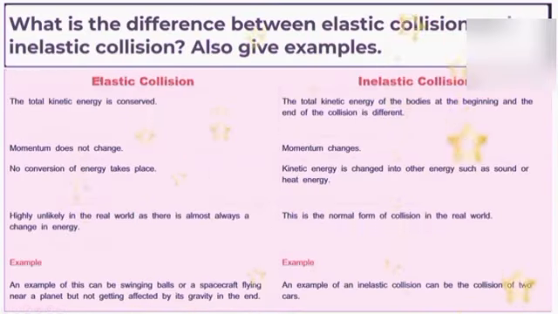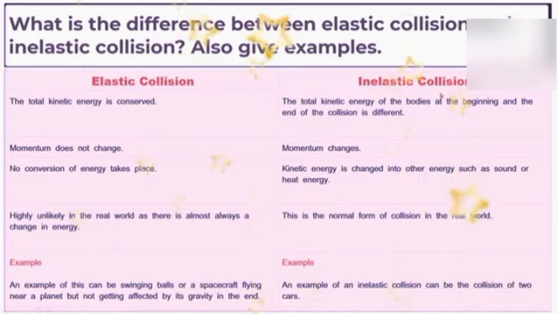What is the difference between elastic collision and inelastic collision? Also give examples. Elastic collision: the total kinetic energy is conserved. Momentum does not change. No conversion of energy takes place. Highly unlikely in the real world, as there is almost always a change in energy. An example of elastic collision can be swinging balls or a spacecraft flying near a planet but not getting affected by its gravity in the end.